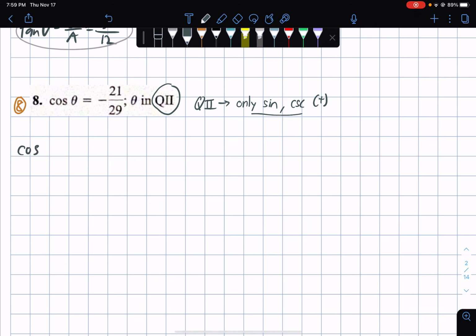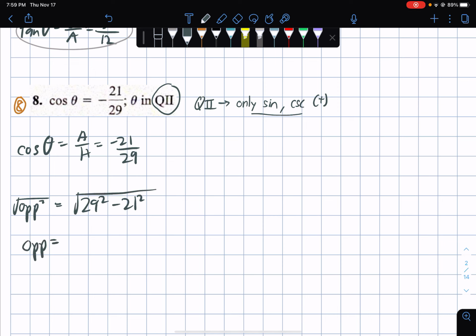So, cosine theta is equal to a over h, which is equal to negative 21 over 29. What we need to look for is the opposite side. So, opposite is equal to 29 raised to 2 minus 21 raised to 2. We have the opposite side of 20.